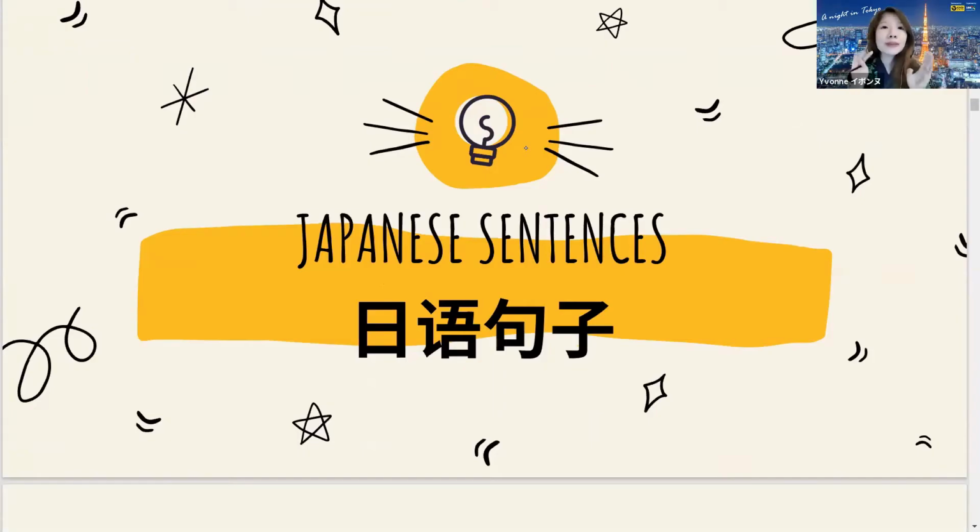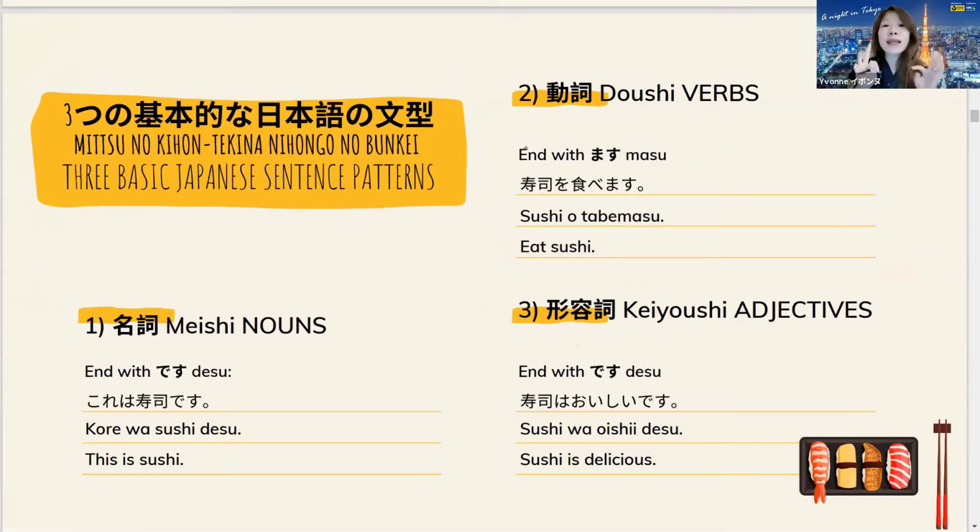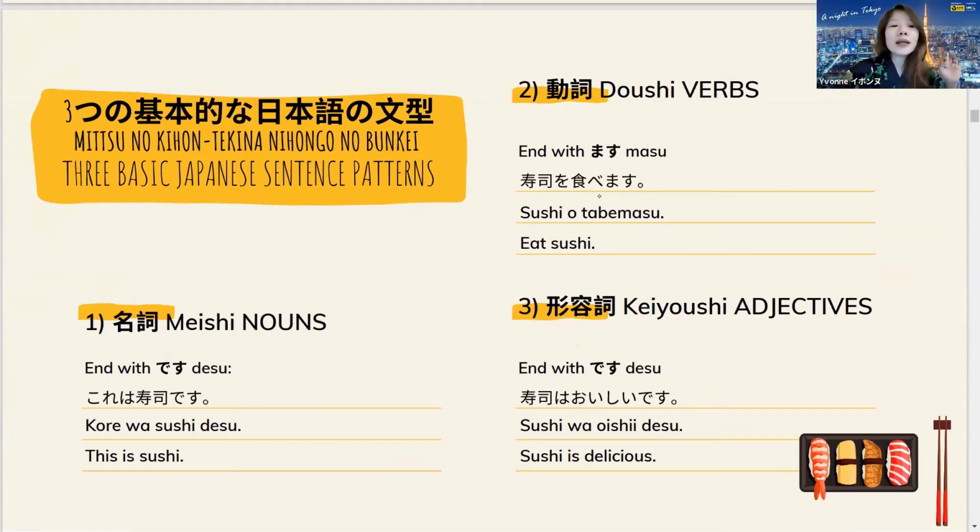Okay, so now let's go into the next content that you're going to study: Japanese sentences. This is a Chinese word, 日语句子. Sorry, this is not a Japanese word, okay? It's not a kanji. It's actually a Chinese word because in the future I might do this for Chinese speakers as well. In Japanese, there's only 3 kinds of basic sentence. 3つの基本的な日本語文型. So 3 basic Japanese sentence patterns, only 3.